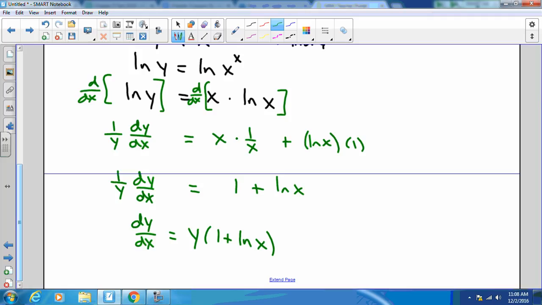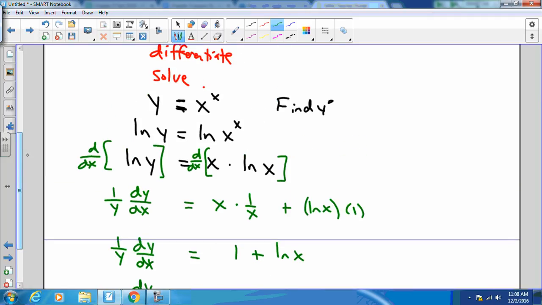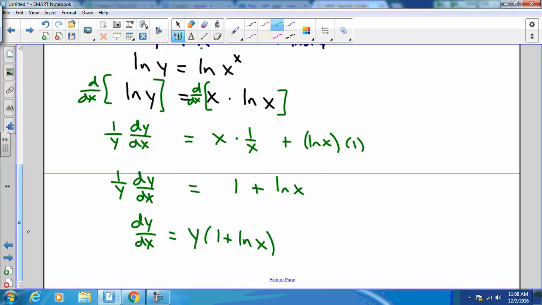But now we see a theme that we've had a lot of before. I need to express this in terms of x. What is y? Go all the way back. y is x to the x. So let's put that y back where it came from. And we get our really interesting derivative, which is x to the x times 1 plus ln x.